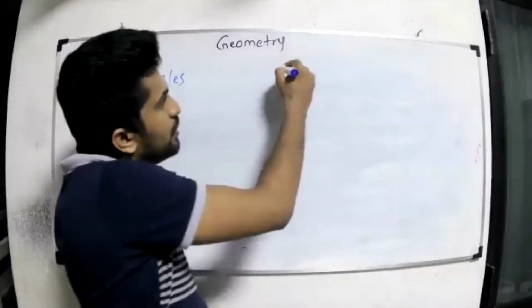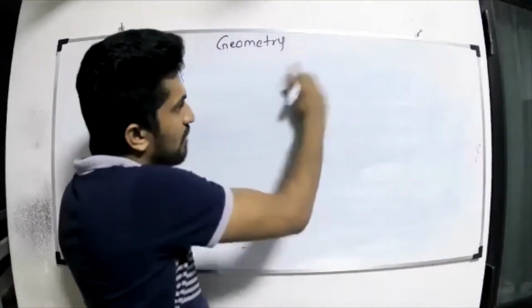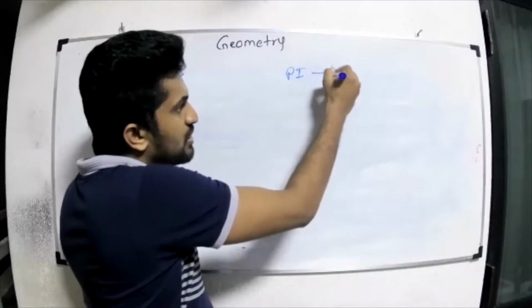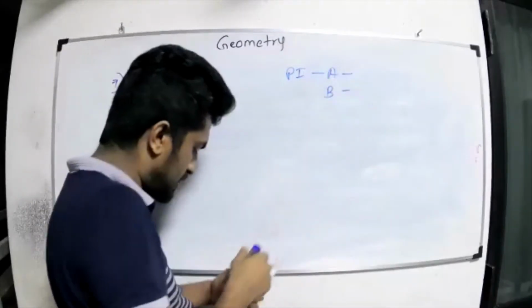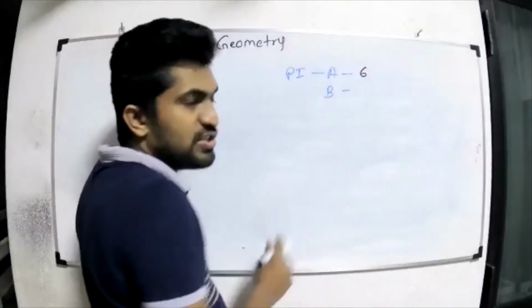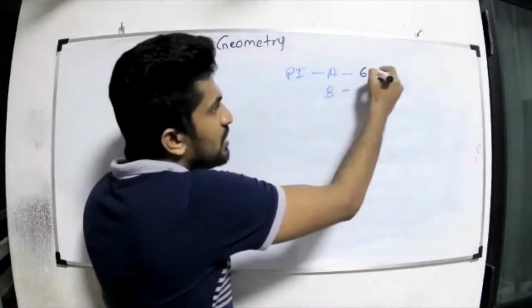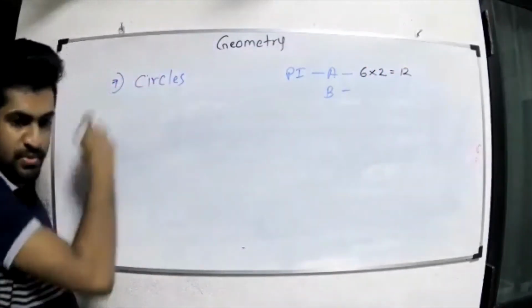In your paper, you know that there are two parts, part 1 and part 2. In part 1, they will ask 6 questions from geometry. That means 2 marks each, 12 marks for geometry.